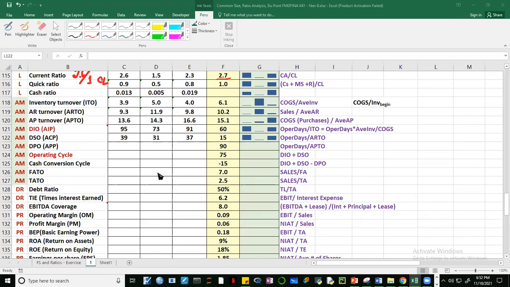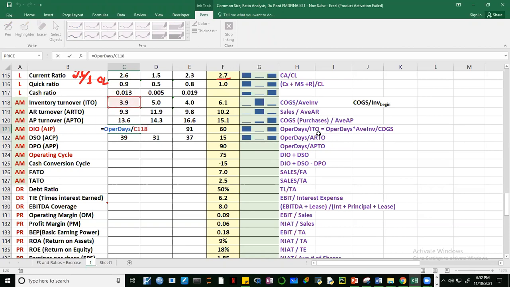Sir, question po. Yes, sure. Yung pong DSO, so operating days over DIO, 4 po yung lumalabas sa akin. DSO, operating days divided by ARTO? Yung 4 po yung lumalabas sa akin. Operating days divided by C118. Okay po. Okay, thank you.